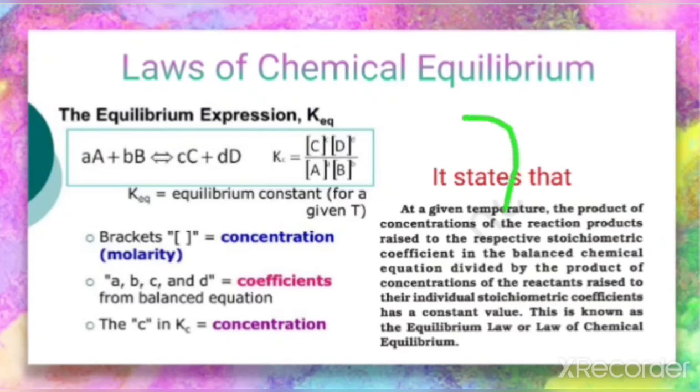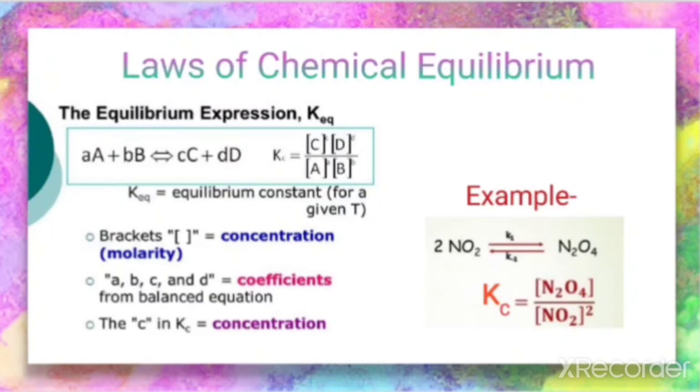So this statement is describing this formula, that is Kc is equal to C to the power c, D to the power d by A to the power a, B to the power b. So this statement is explaining this formula.